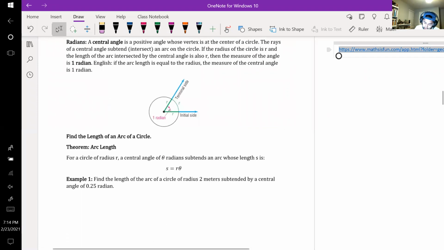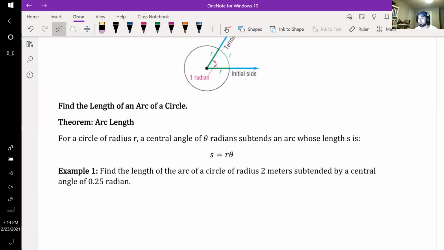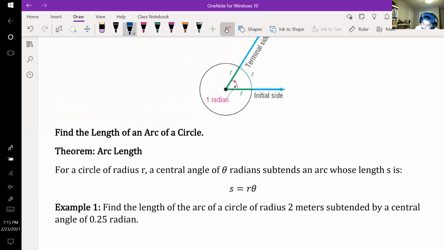All right. So with that being said, we come across the formula for arc length. For a circle of radius r, a central angle of theta radians subtends an arc whose length s is given by the formula s equals r times theta. This little symbol here is pronounced theta, and it represents an angle in degrees or radians. But when we use the arc length formula, theta must always be in radians. If it's not, then we must convert it.